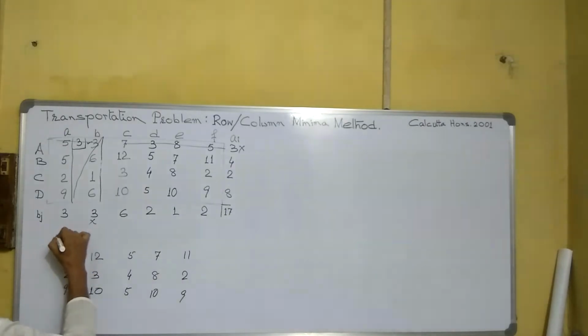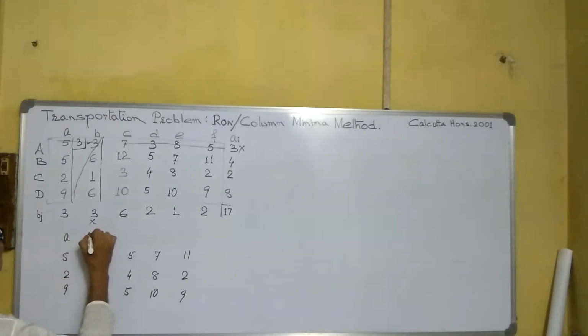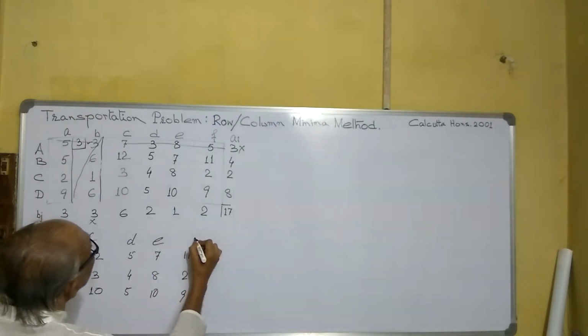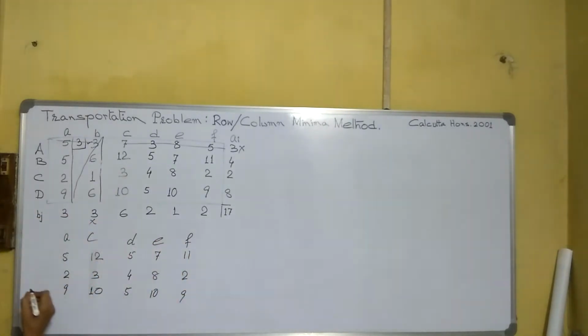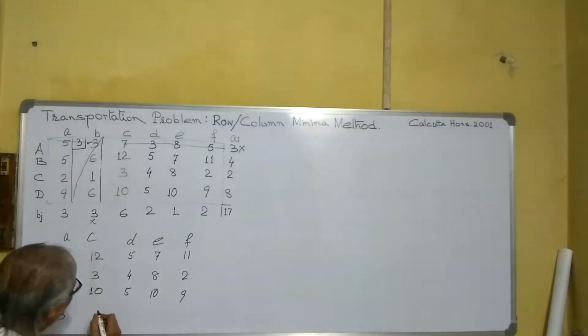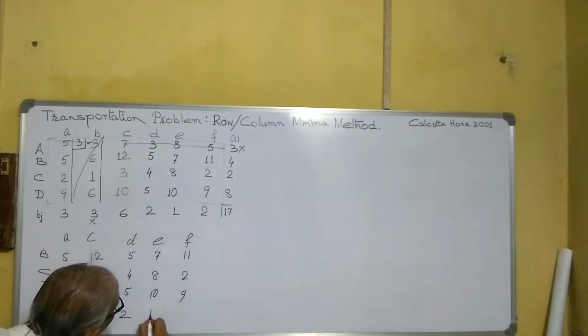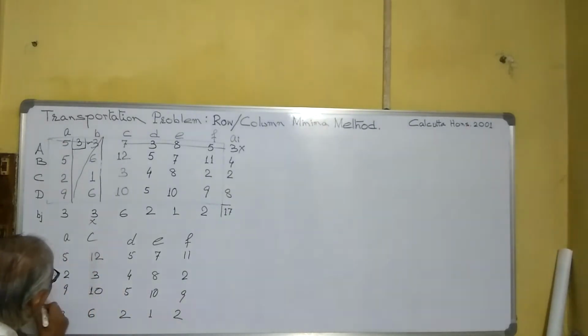In this way, now it is remaining as A, C, D, E, F. And here A is no more there. It is B, C, D. You can make the table. I am not making it. Now here requirements are here. It is 3. Here nothing is there. It is 6, 2, 1, 2.